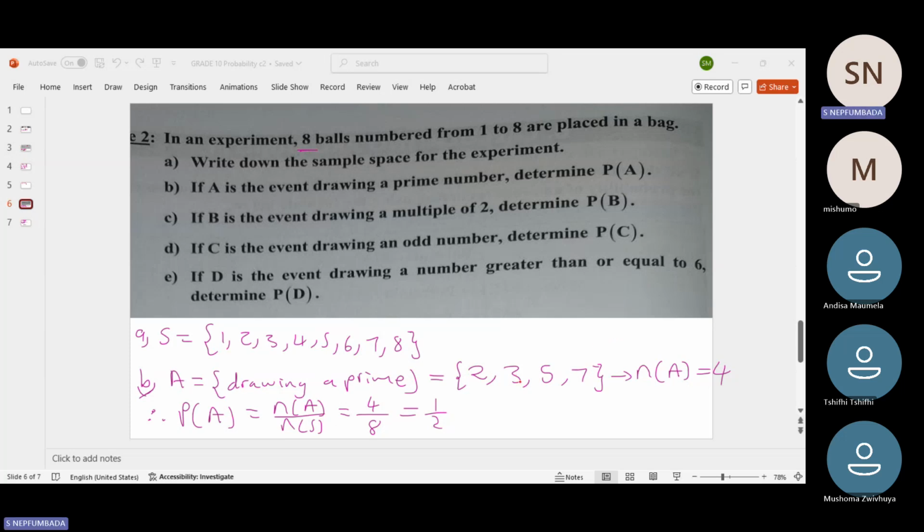So it means we've got 2, 3, 5, 7 in this situation, as you have said. It means our probability of getting a prime number, which is A, is 4 out of how many in the sample space? It has 8.